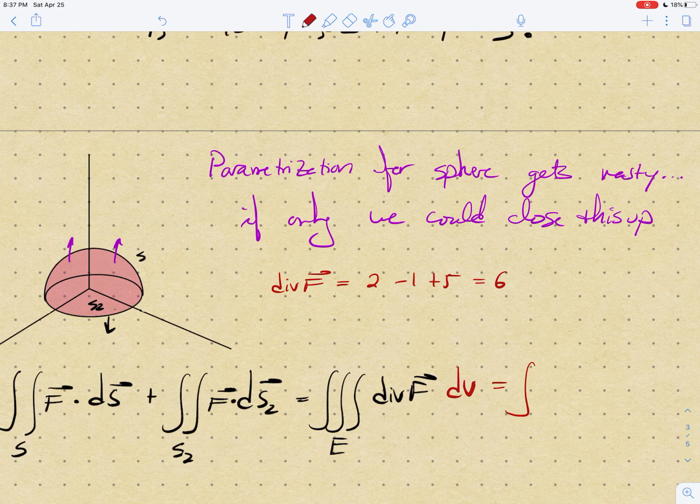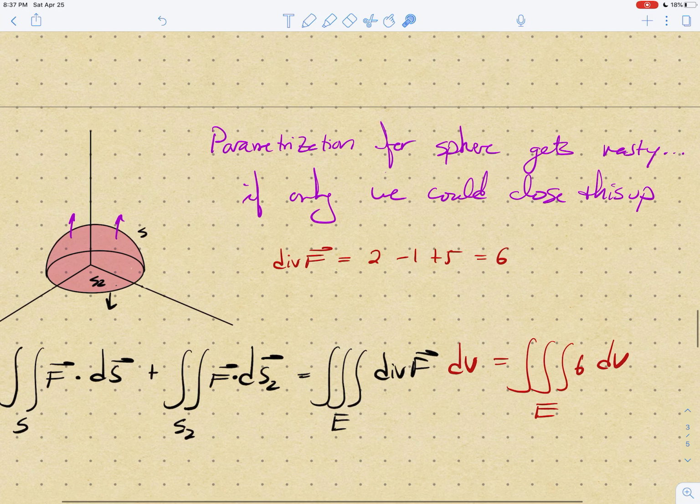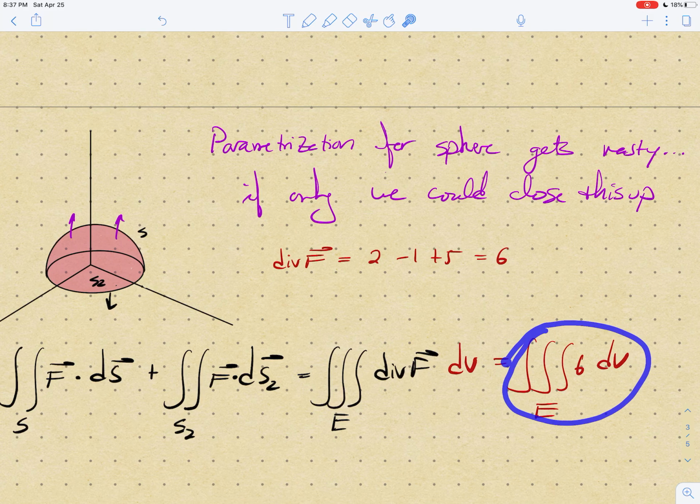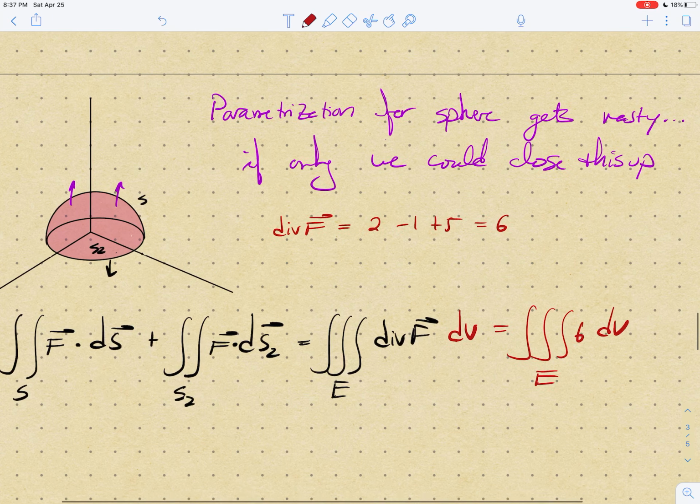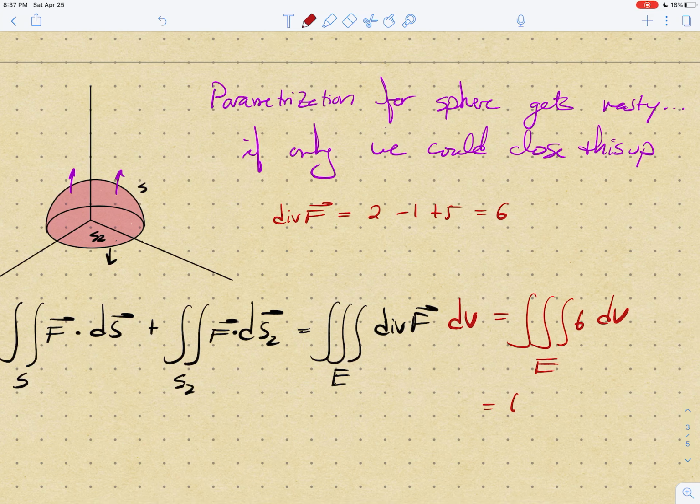So this is just, and I forgot a dv here, this is just the triple integral over the top half of the unit sphere of 6 dv. We can use the same trick as before. When I pop the 6 out, this is just 6 times the volume of our solid, and in this case we have a formula for it. So this is exactly 6 times the volume of the unit sphere, which is 4 pi thirds, and we want half of that. And so you end up here with 4 pi.